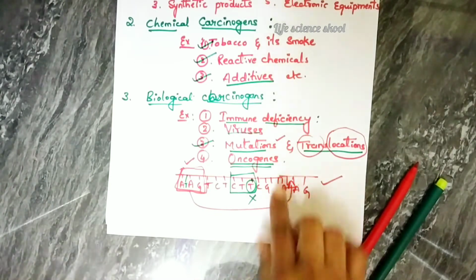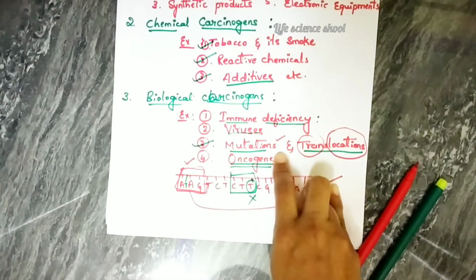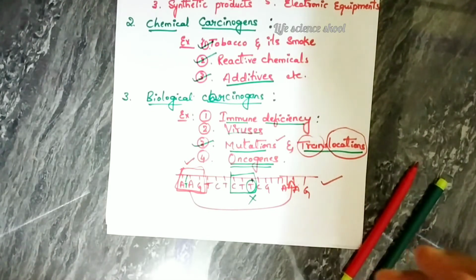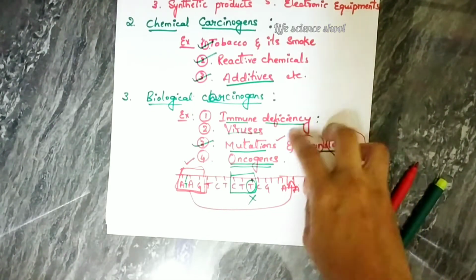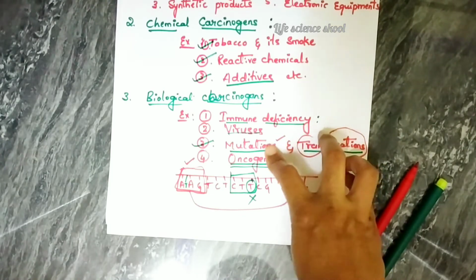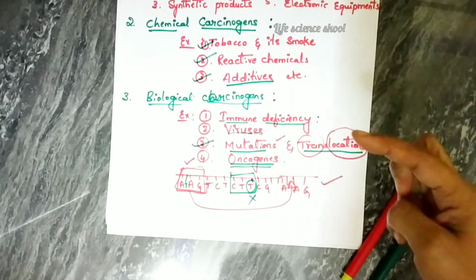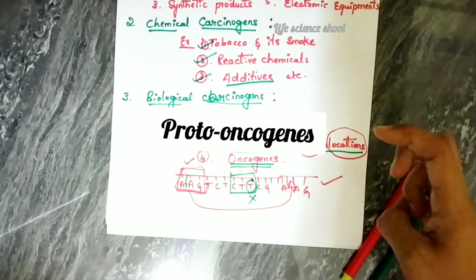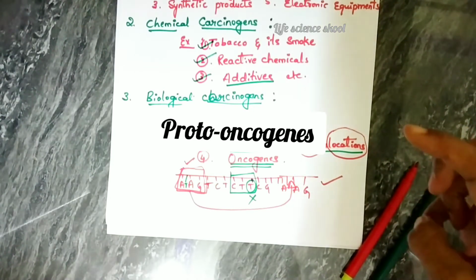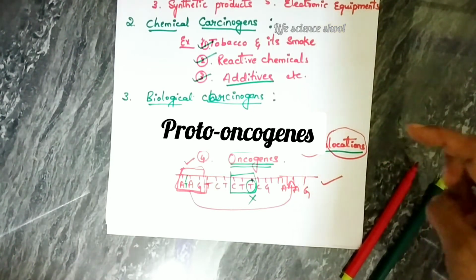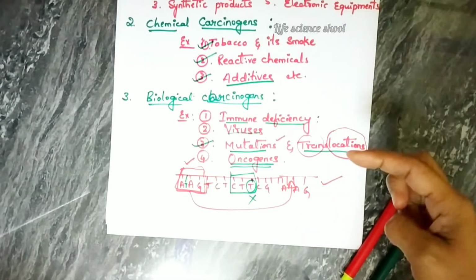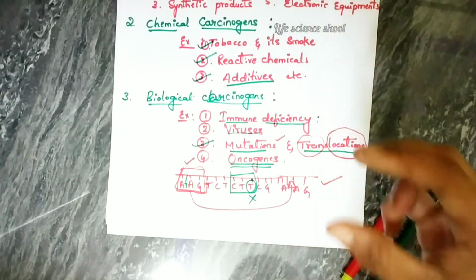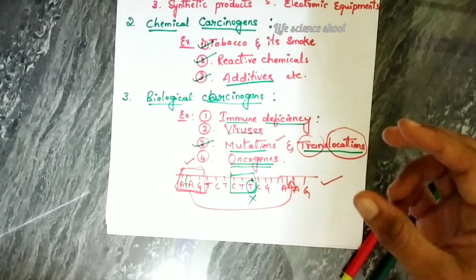Oncogenes. So what are these oncogenes? An oncogene is a gene that has the potential to cause cancer. Oncogenes are generally mutated forms of normal cellular genes. Normal cellular genes are nothing but proto-oncogenes. A proto-oncogene is a normal gene that could become an oncogene due to mutation or increased expression. These proto-oncogenes regulate PCD, that is apoptosis, programmed cell death.